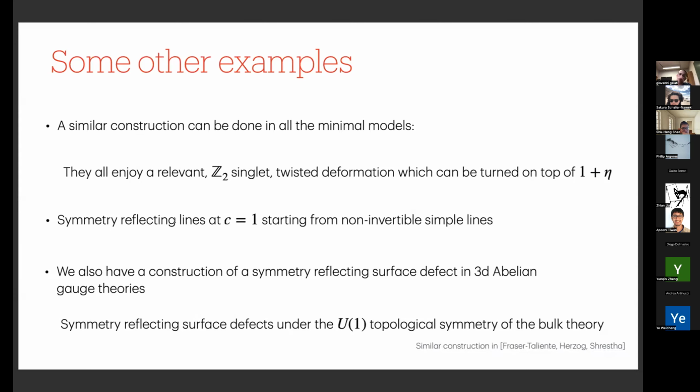Also, we can do a similar game in the c equal to 1 compact boson. And in this case, we can also turn on a relevant deformation on top of simple lines which are symmetry reflecting, which are the duality defects of the theory. And we also have an interesting case, which is the case of a symmetry reflecting surface in 3D abelian gauge theories. And these will be surfaces which are symmetry reflecting under the U(1) topological symmetry of the bulk theory.